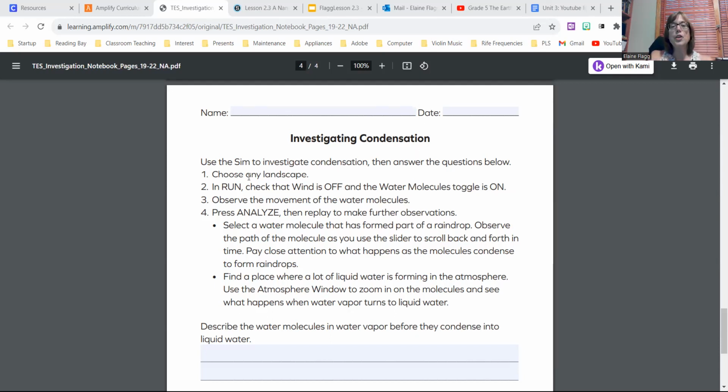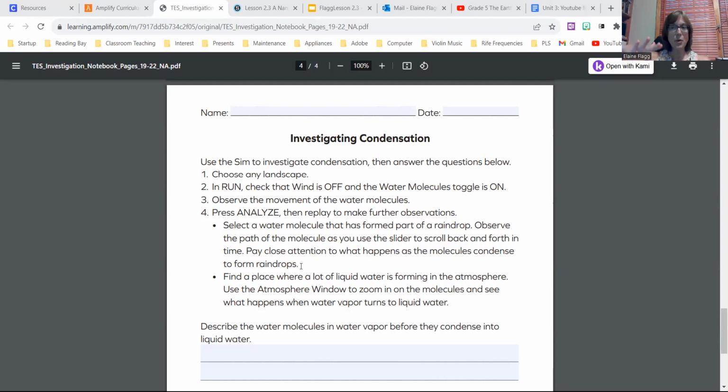So, step one, you can choose any landscape you want. Then in run, check that wind is off and the water molecules toggle is on. Observe the movement of the water molecules. Now press analyze, then replay to make further observations. Select a water molecule that has formed part of a raindrop. Observe the path of the molecule as you use the slider to scroll back and forth in time. Pay close attention to what happens as the molecules condense to form raindrops.